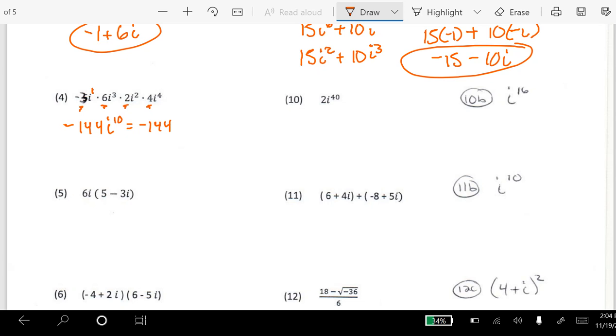Negative 144. And i to the 10th is going to end up being i squared. And so therefore that's going to be negative 144 times negative 1. Answer is 144.